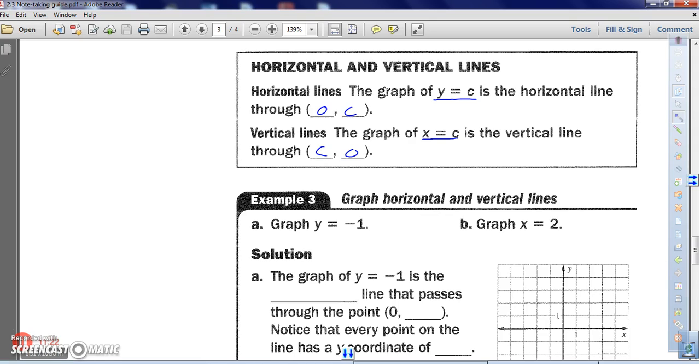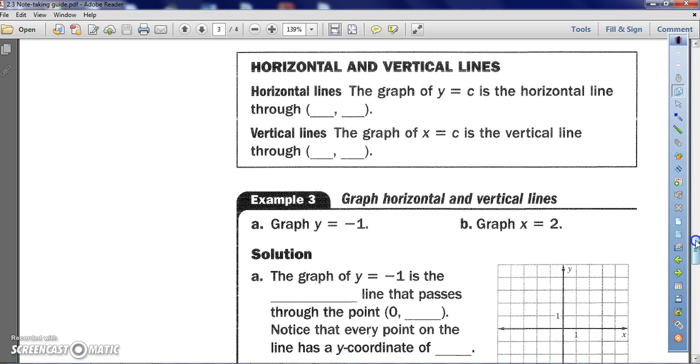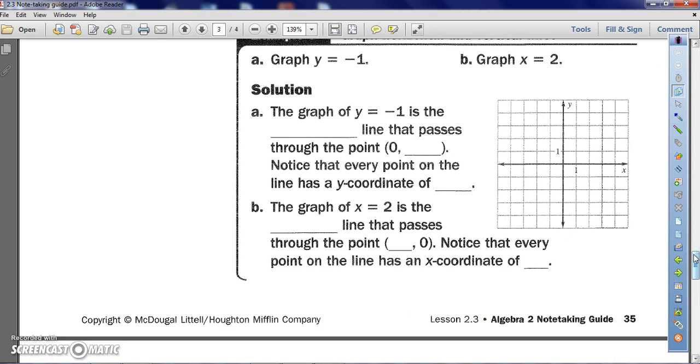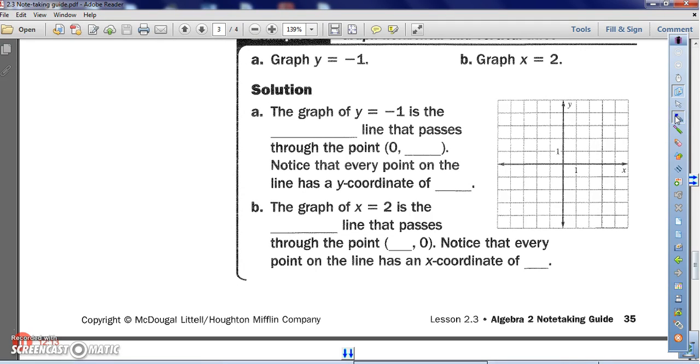So let's look at example 3 here. We want to graph y equals negative 1 and x equals 2. Now again, if it has only a y in it, it's always a horizontal line. So for y equals negative 1, it is the horizontal line that passes through the point 0, negative 1. So I go to the point 0, negative 1, and I'm going to draw a horizontal line through that point. If it has only a y in the equation, it's a horizontal line. Notice that every point on that line has a y-coordinate of negative 1.